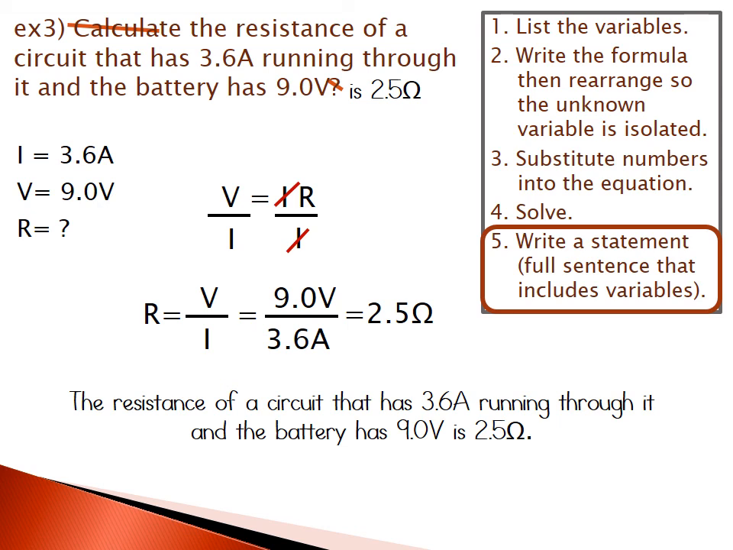This could be written a number of different ways, so obviously your statement won't be the same as mine. I could have written, if the current is 3.6 amps and the voltage is 9.0 volts, the resistance will be 2.5 ohms. Or there is a resistance of 2.5 ohms in a circuit that has 3.6 amps running through it, and there is a 9.0 volt battery connected to that circuit. Just as long as all your variables are listed with their values inside the statement.